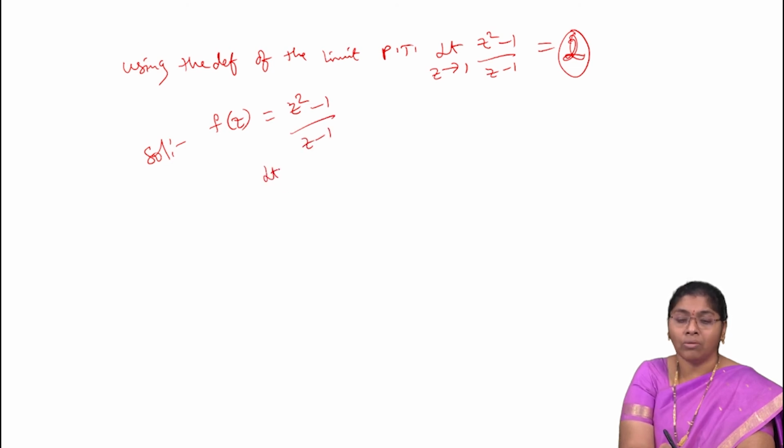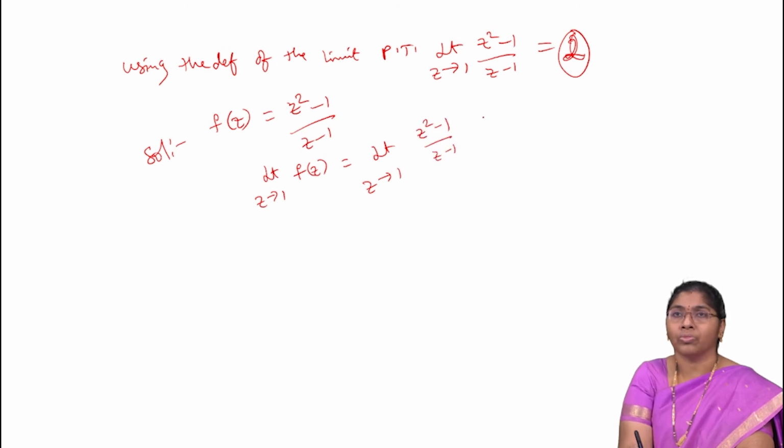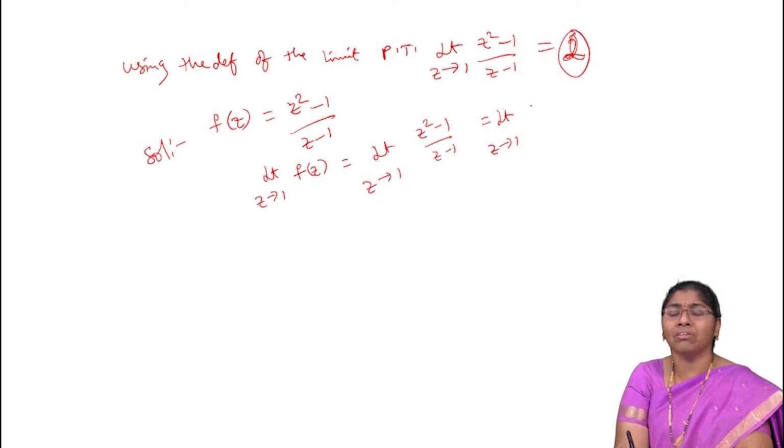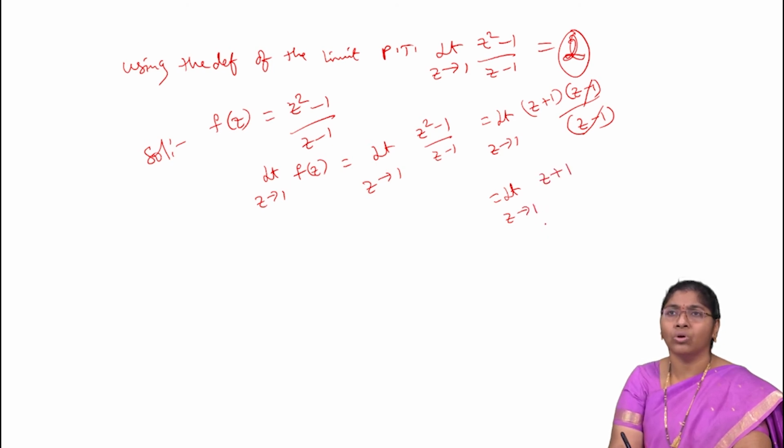What is the formula? Limit z tends to 1 of f of z equal to limit z tends to 1 of (z square minus 1) by (z minus 1). Then z square minus 1 means a square minus b square, (a plus b) into (a minus b). Then (z plus 1) into (z minus 1) by (z minus 1). Now z minus 1 and z minus 1 get cancelled. Then limit z tends to 1 of z plus 1. Now substituting the z value, that is 1.